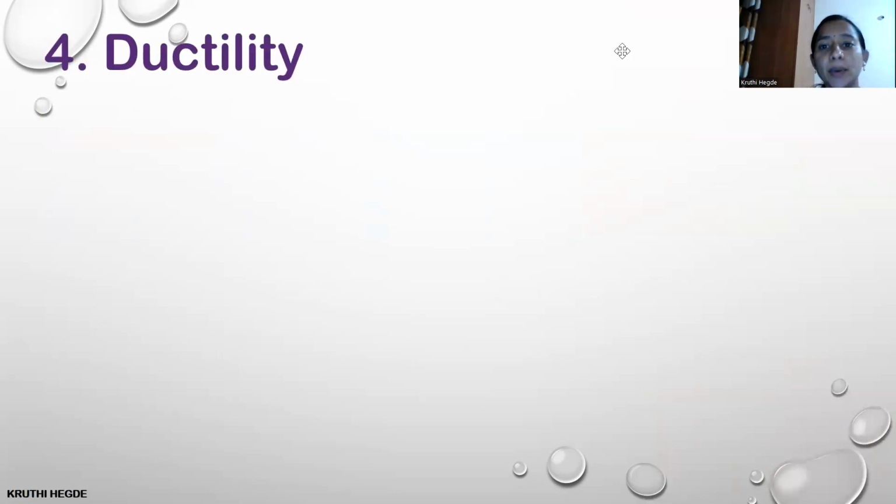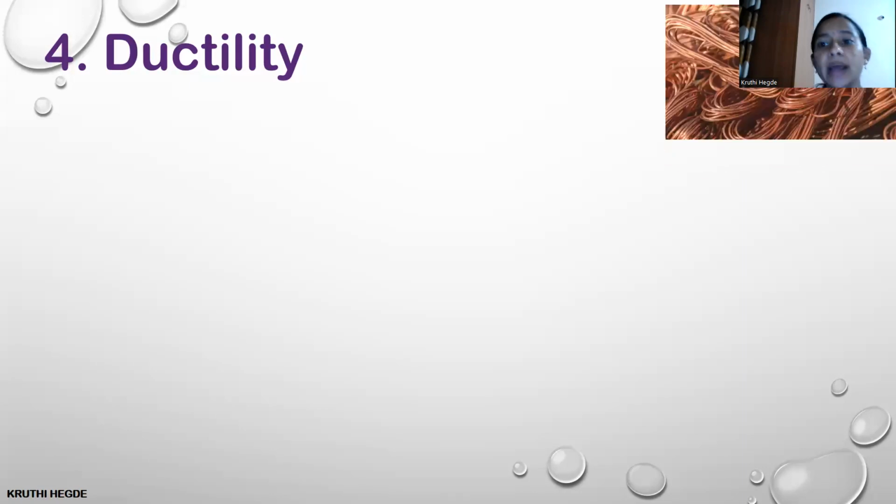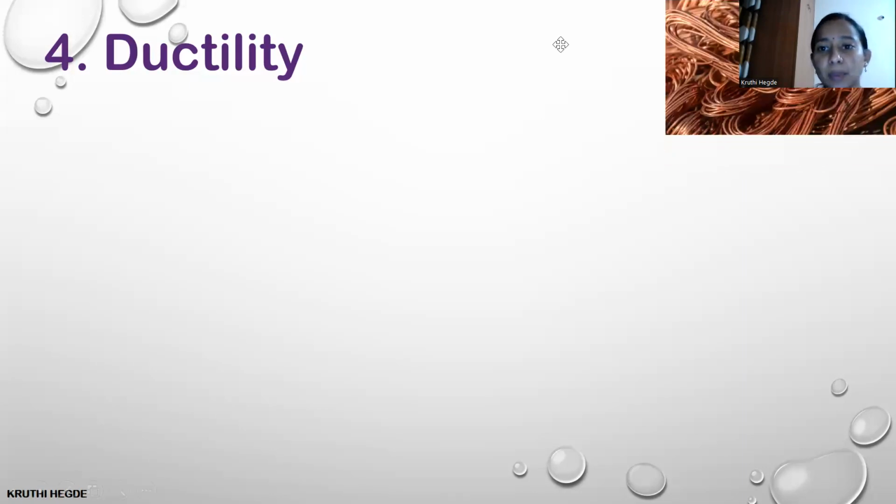Now another property is ductility. Ductility is another property of metals. What do you mean by this ductility? Let us know that ductility is another property similar to malleability. In malleability, metals are converted to sheets. In ductility, metals are converted to wires.